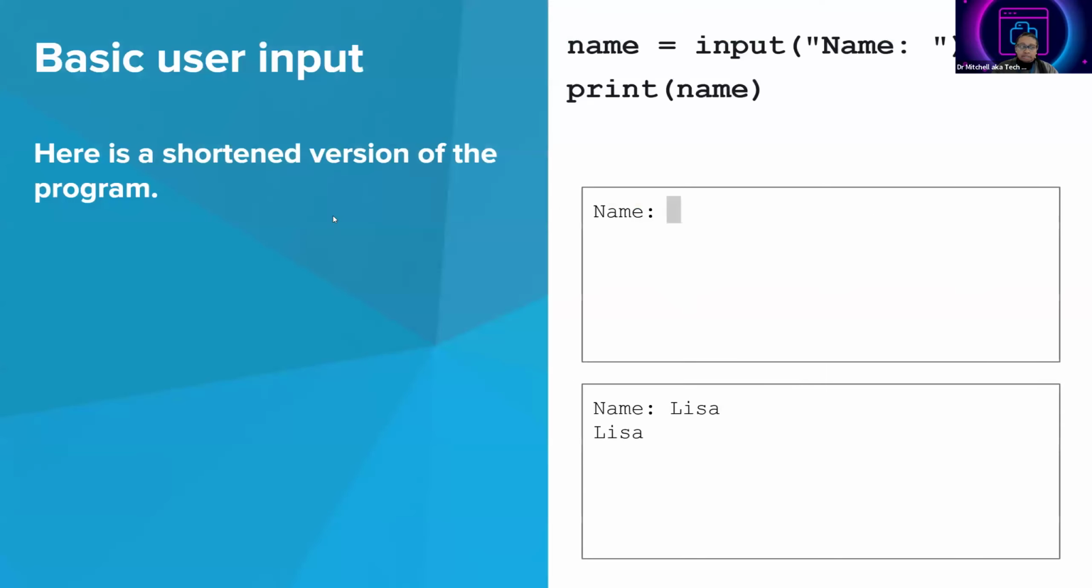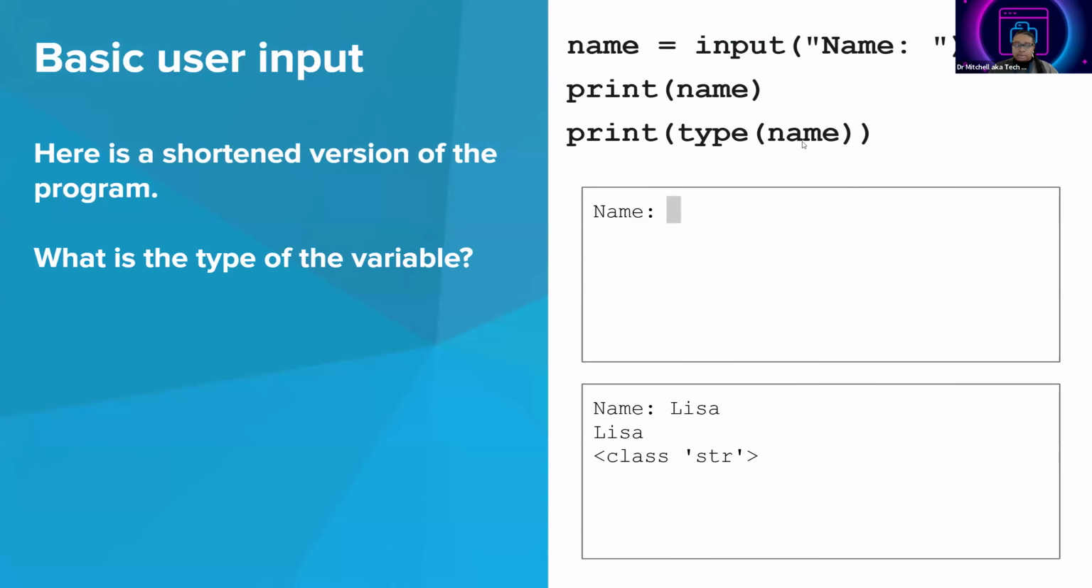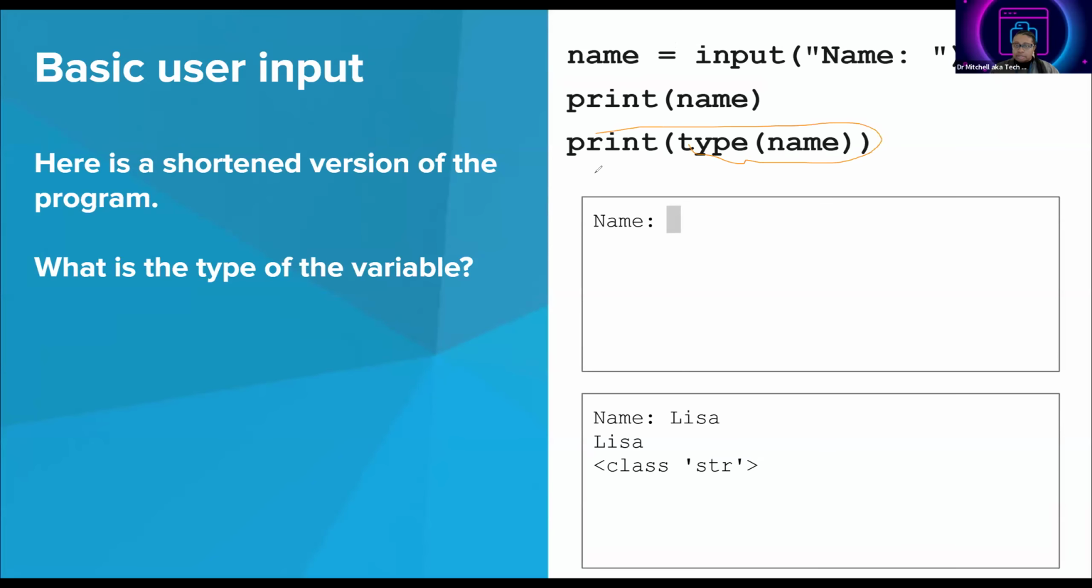But let's take another look here. Here's a shortened version of that program. We just say name, and then it pops up the person's name. If you want to know what type of variable it is, and I think I mentioned this before, you will print, in parentheses, put type of name, and it'll show us. This is classified as a string. So if you're ever in doubt, you can do that and figure out what data type it is.